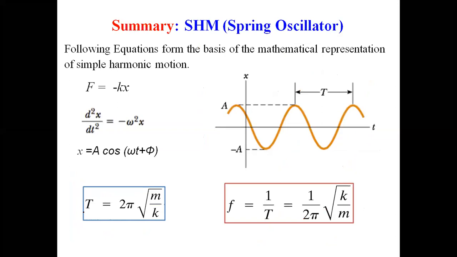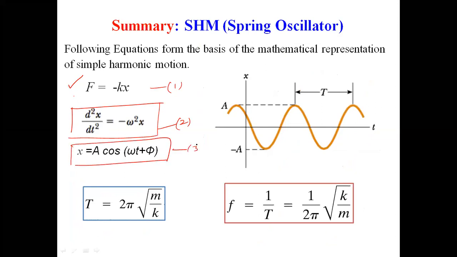Now we'll summarize what we have done. We started with the equation F is equal to minus kx. We reduced the first equation to the differential equation, and we found that the solution is of this type, equation number 3. And its wave behavior is that it varies like this function. The time period we get is 2 pi square root of m by k. The corresponding frequency is 1 by T. So we can easily find the frequency as well.